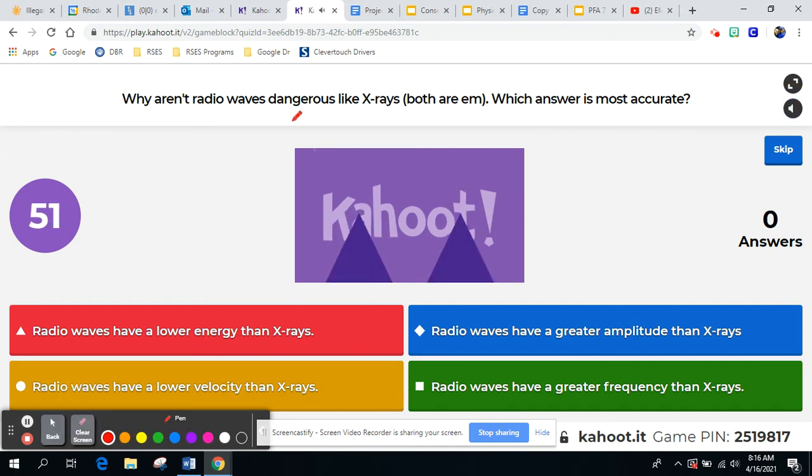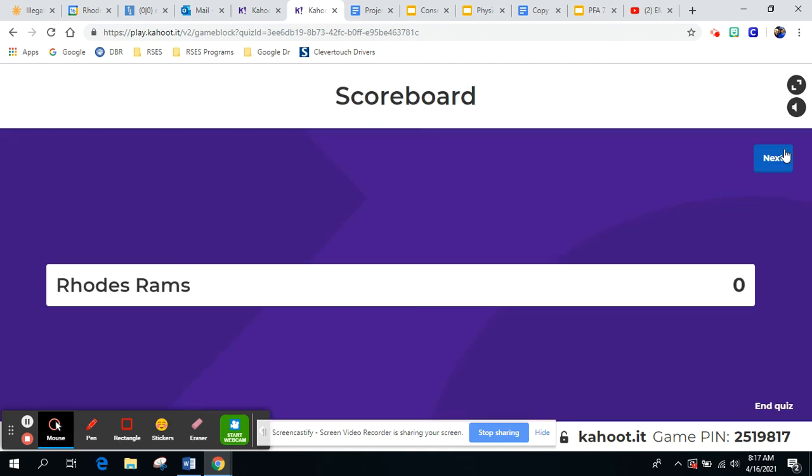All right. When we think of danger, it's going to be due to energy. If something has a lot of energy, like X-rays do, it's going to be dangerous for you. If something has very little energy, like radio waves, they don't. And if we look at red, it says radio waves have less energy, which would explain why they're not dangerous.